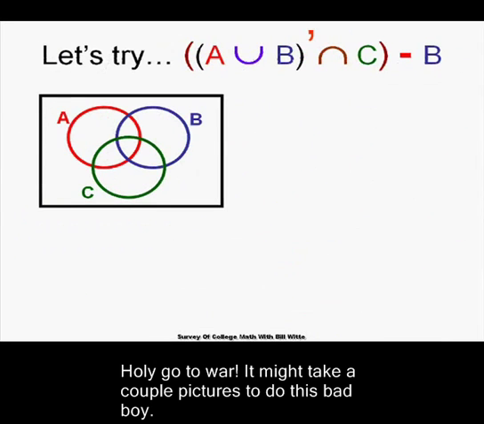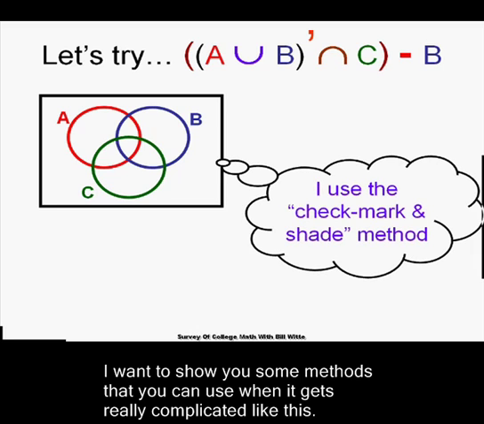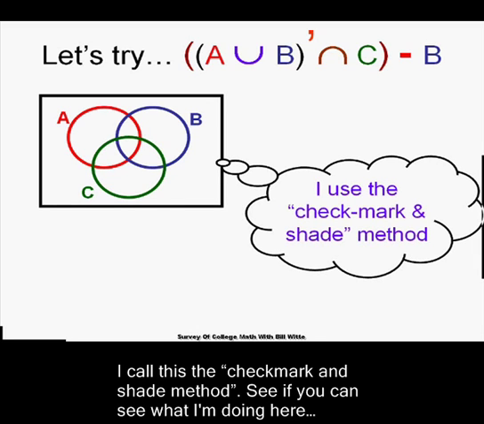Okay? How about this one? I might take a couple of pictures to do this. I want to show you some methods that you can use when it gets really complicated like this. I call this the check mark and shade method. See if you can see what I'm doing here.